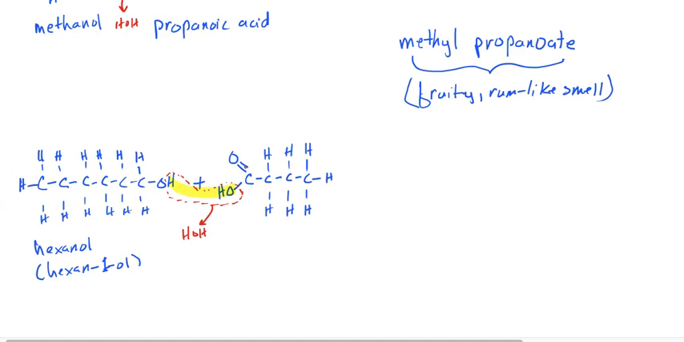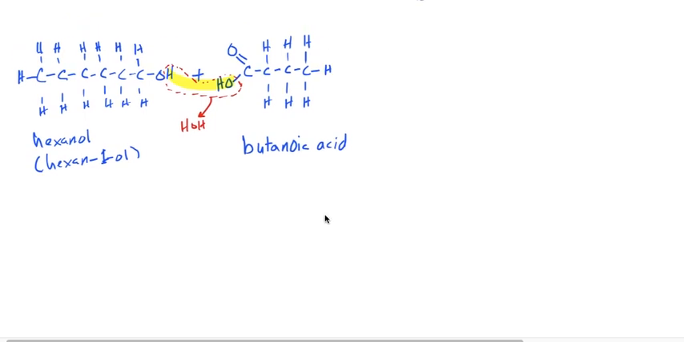So here's hexanol, and then 1, 2, 3, 4, that's butane, right? Let me go back to blue, and that side, there we go. So this is butane. Remember from previous lessons, we take butane and drop the ending, and then you add oic acid. So let's take hexanol and butanoic acid.